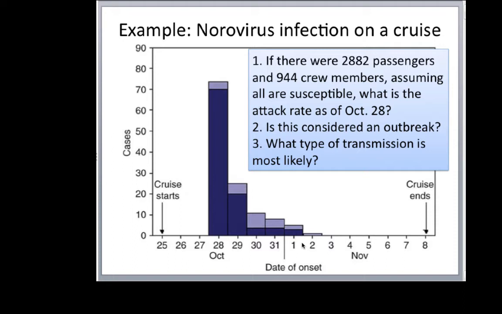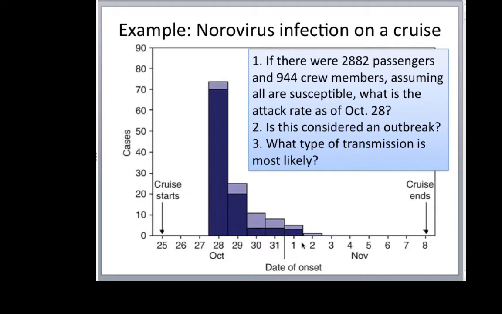Now, this question is a little bit more tricky. What type of transmission do you think is most likely, looking at the sharpness of this peak? Could be common vehicle. Yeah, so I heard you say vehicle. Wouldn't it be person to person? No, I don't know. How come? Or why do you think vehicle? Because a lot of people got it at the same time.